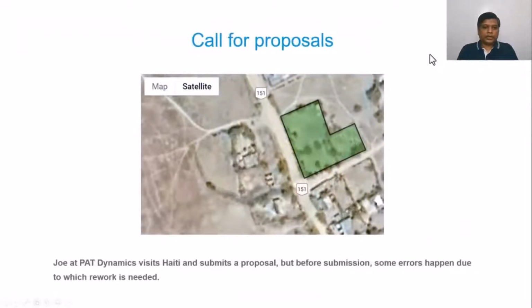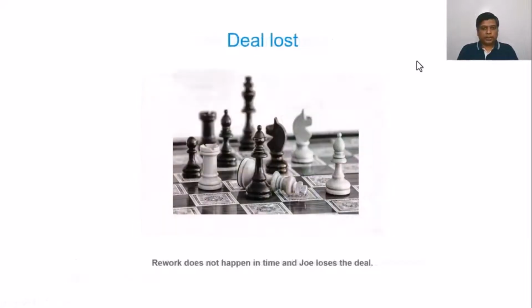So here enters Joe of Pat Dynamics. He submits a proposal, but while submitting, there were some errors and some changes that happened which needed some rework. So he had to submit the proposal again. Why did he lose the deal?